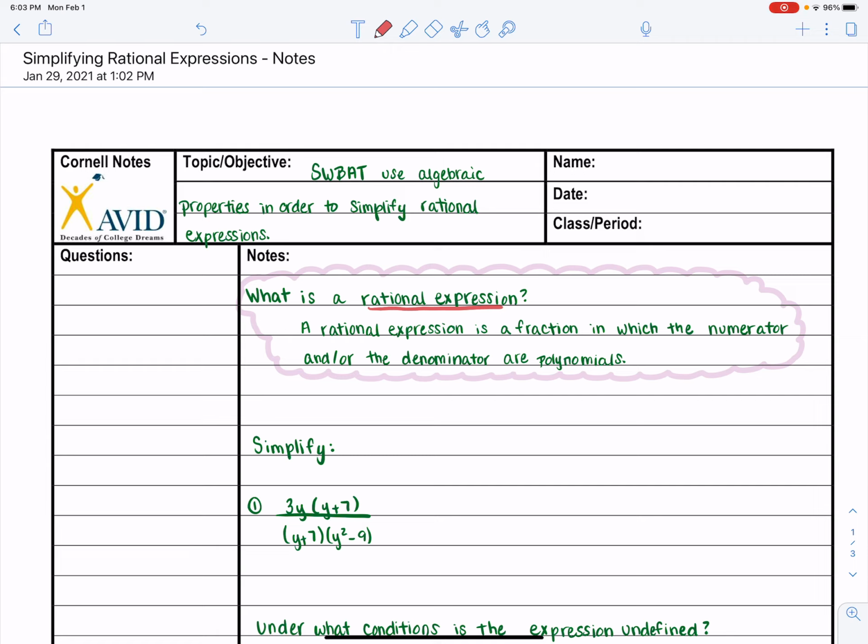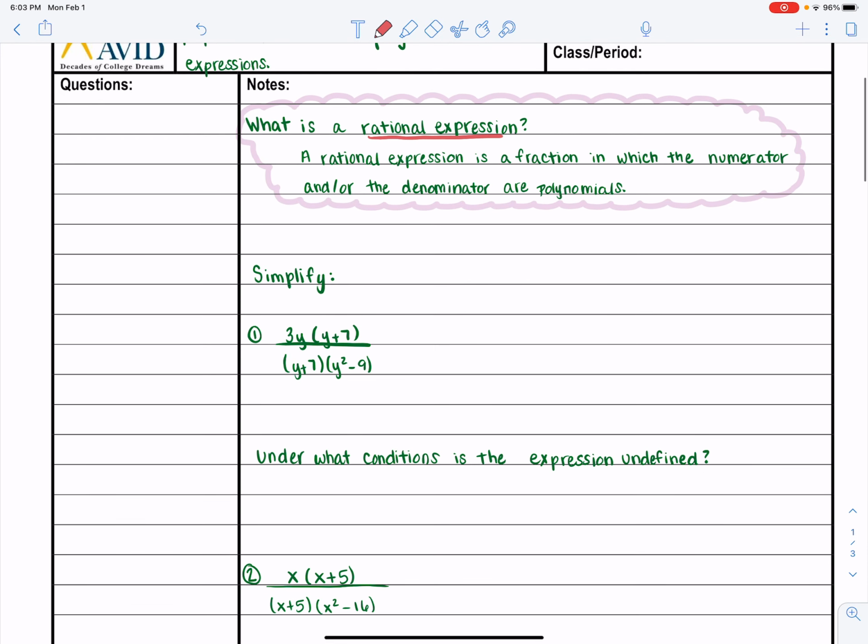And a polynomial is really any type of expression. You can have a monomial, which is an expression with one term, a binomial, an expression with two terms, and so on. So a polynomial just means we have expressions on top and bottom of our fractions. So, for example, in example number 1, 3y times (y + 7) is a polynomial. (y + 7) times (y squared minus 9) is also a polynomial.